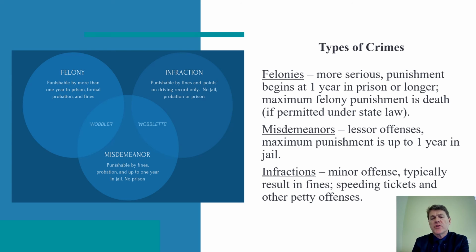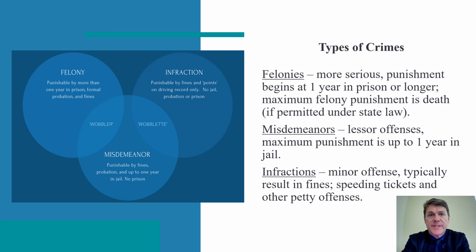When we look at the major categories of crimes in the U.S., we've lumped them into three categories. We have the most serious, we have less serious, and then we have ones that are considered minor. That's very broadly labeling those three categories.